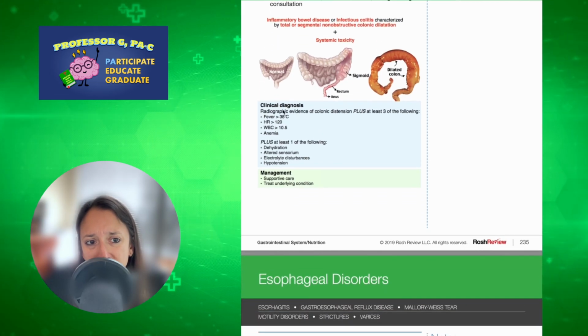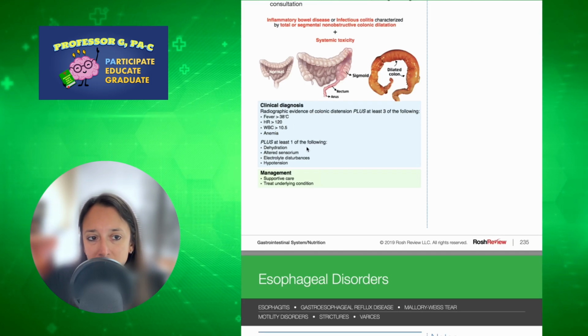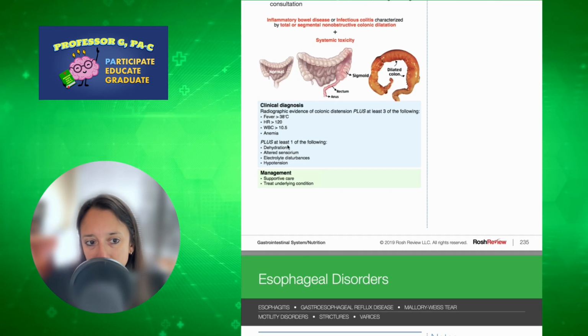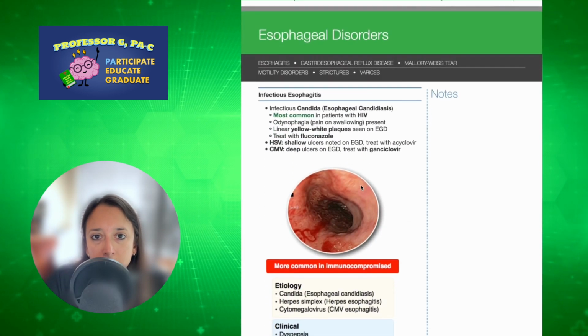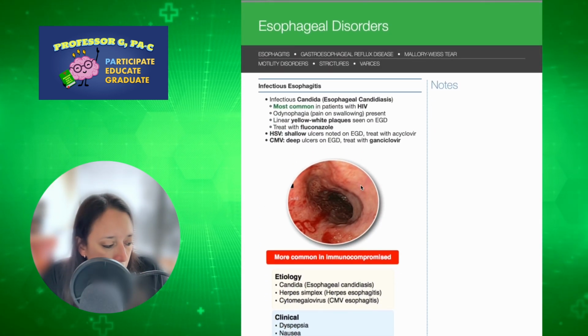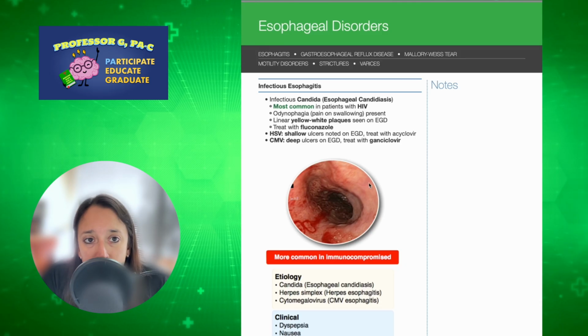And then here, it's a clinical diagnosis, although we do use imaging to help back that up. And you're going to look for signs of toxicity. So the fever, the heart rate, the anemia, the white blood cell count, plus one of these following things. And then again, we need to consult the surgeon and identify the underlying condition. All right, we've done the colon stuff. Let's move on to esophageal.